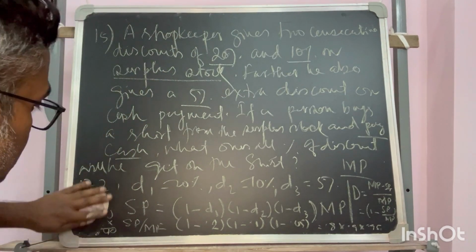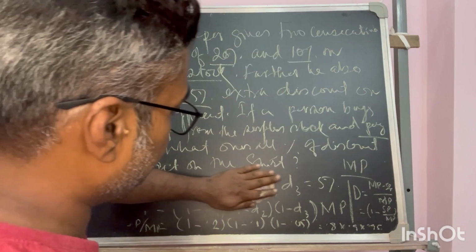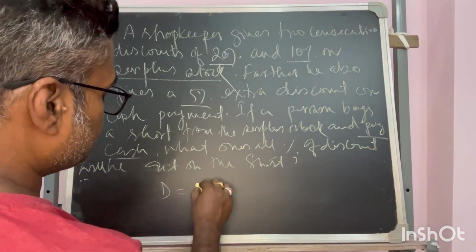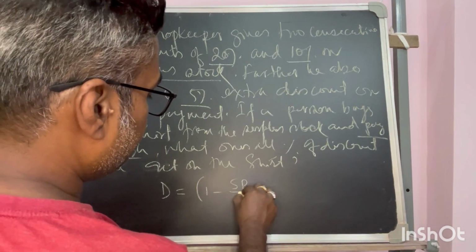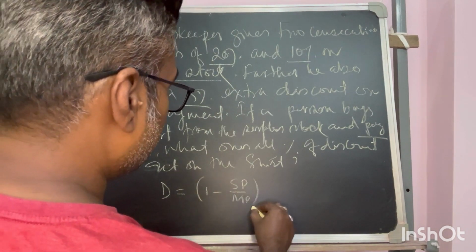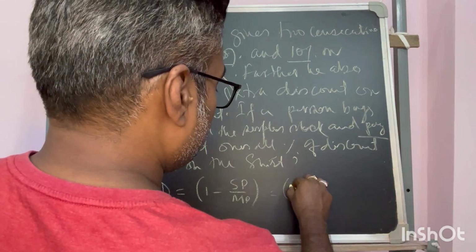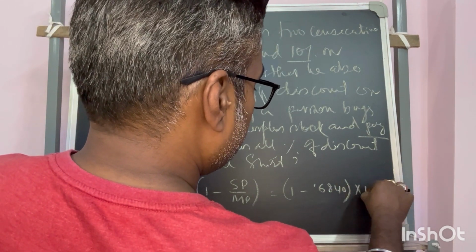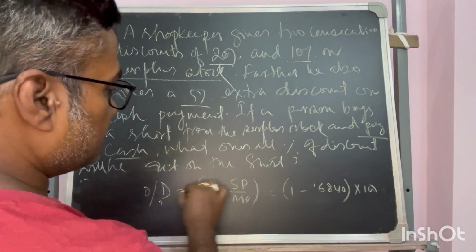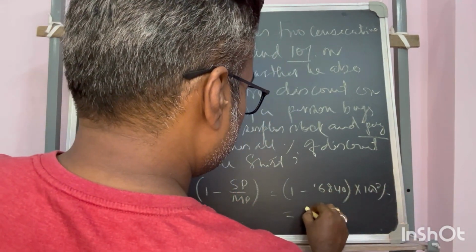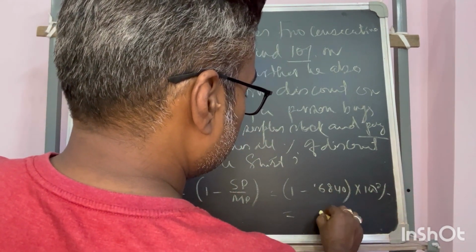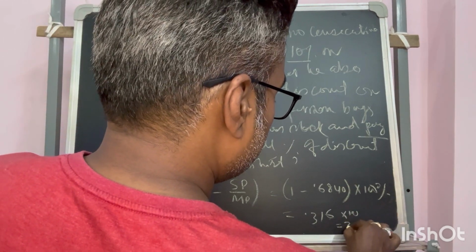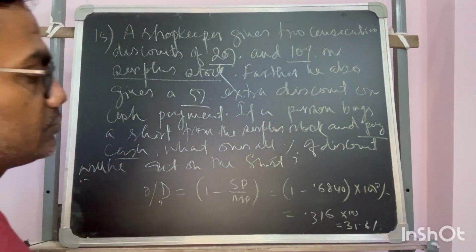Now if it is 0.684, the ultimate discount will be 1 minus SP by MP, which is 1 minus 0.684, and multiplying by 100 gives the percentage. That is 0.316 into 100, which means 31.6%. This will be the answer.